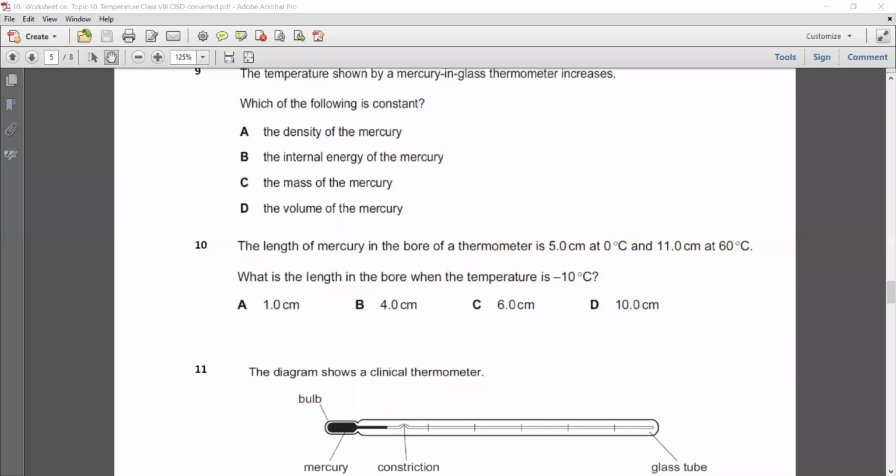Okay, you see, the question is saying that at 0 degrees Celsius it is 5 centimeters, and at 60 degrees Celsius it is 11 centimeters, right? The question is giving the information like that, and they are asking you at minus 10 degrees Celsius, how many centimeters will it be?